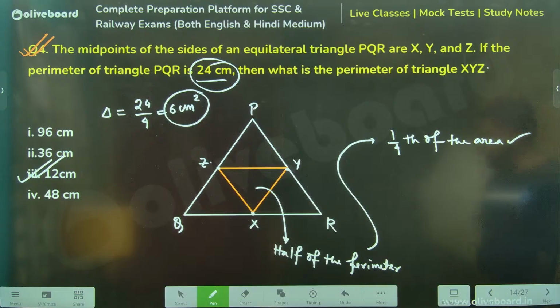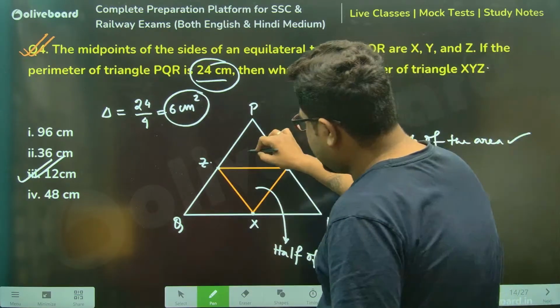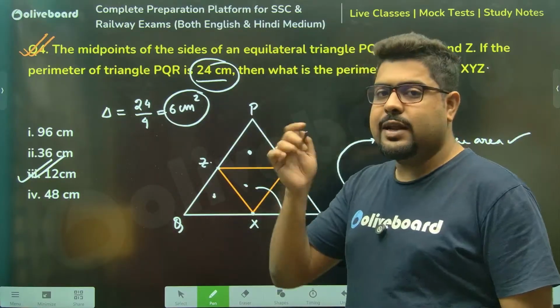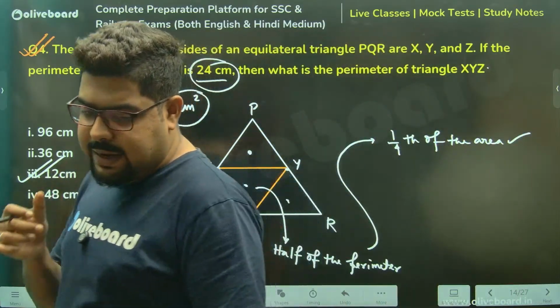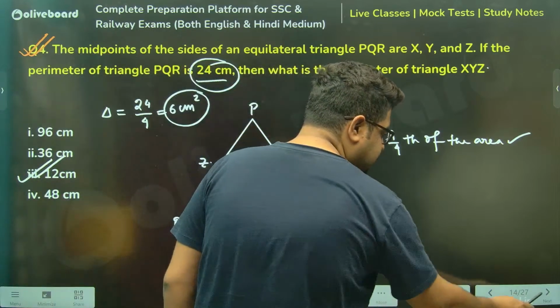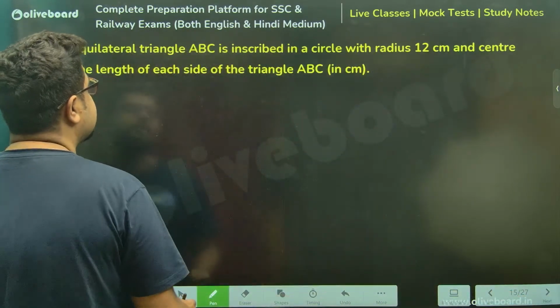Or you can also remember it like this. There are 4 triangles. All 4 triangles will have equal areas. Okay? So each will have 1/4 of the total area.